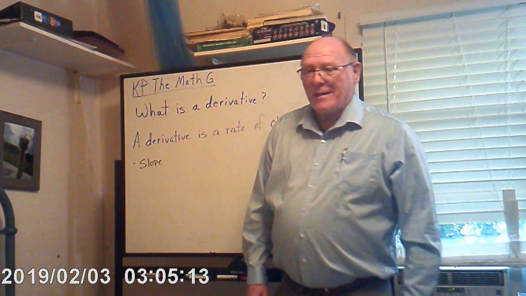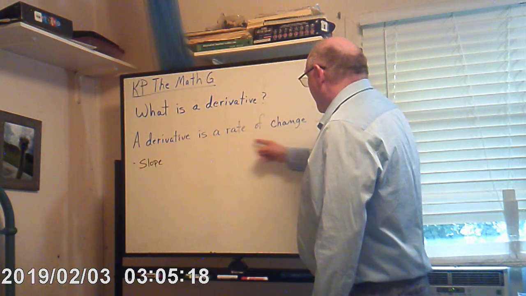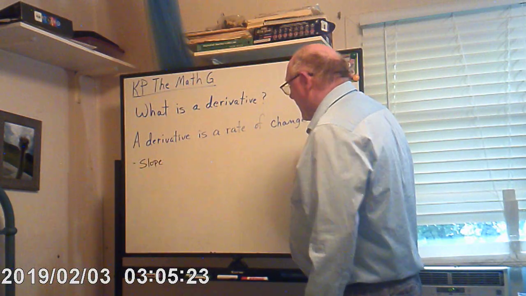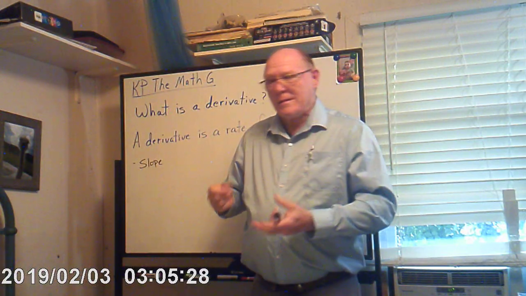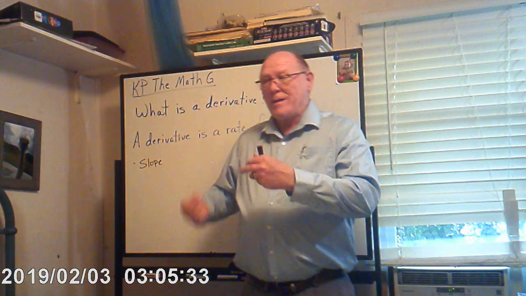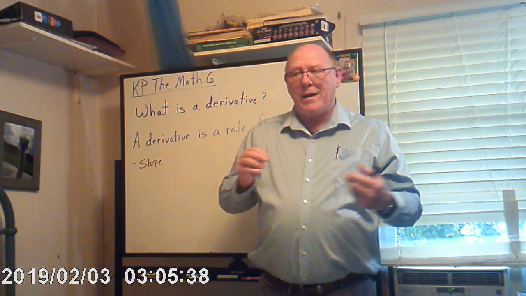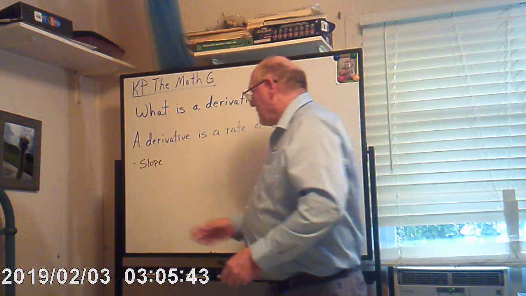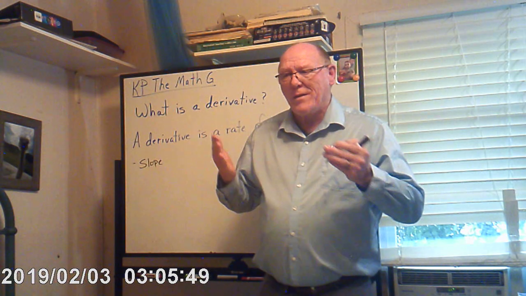The question today to you is, what is a derivative? A derivative is a rate of change. Any rate of change, kind of like a fraction, a ratio, slope, rise over run, or in other words, we say y2 minus y1, the change in y divided by the change in x. So slope, it could be the slope of a tangent line, it could be the slope of a normal line.